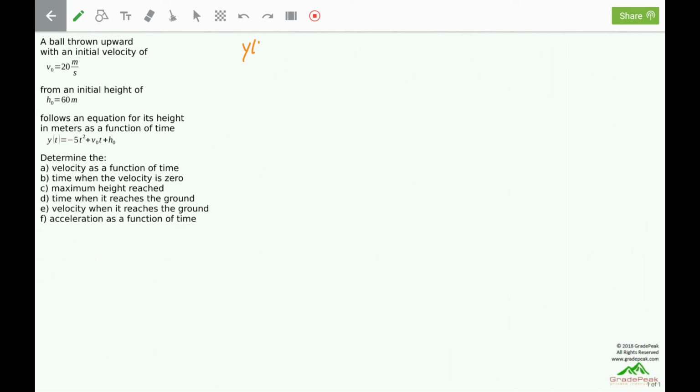So our position function of time, the height in meters as a function of time, y of t, is negative 5t squared plus v naught, which is 20, times t, plus an h naught, which is 60. For part A, we want to determine the velocity as a function of time. The velocity as a function of time is the derivative of the position as a function of time.